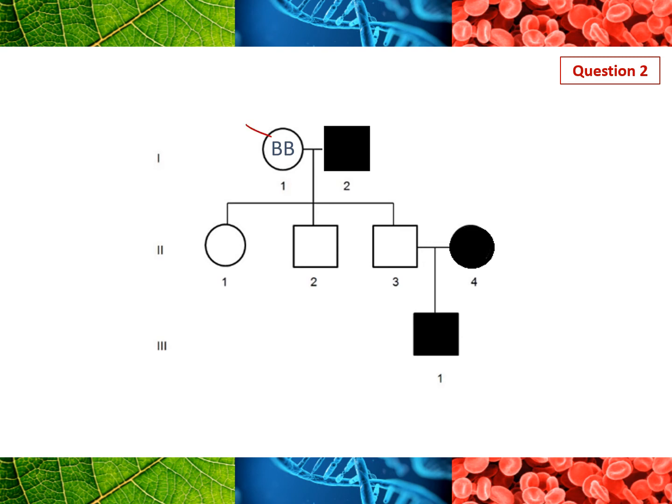Okay, we know that this is a female because it's a circle. We know that this is a male because it is a square. Now, whatever trait or condition we're tracking here, this individual is affected. Okay, so they are shaded in. So that is an affected male. This individual 1-1 is an unaffected female.